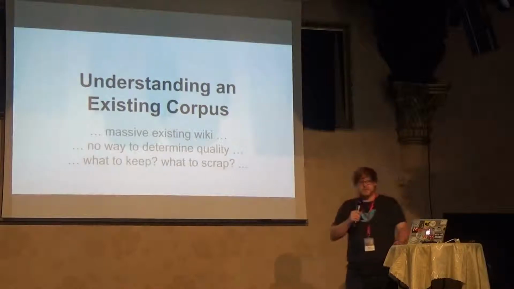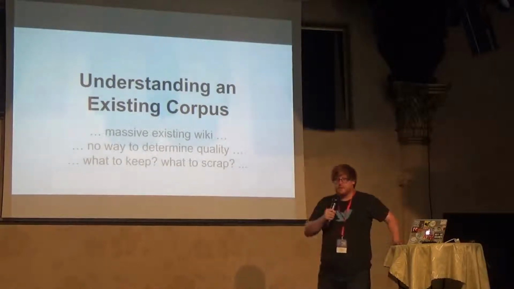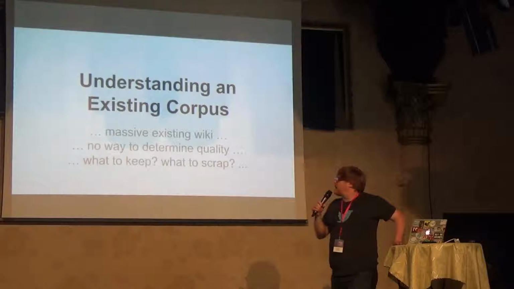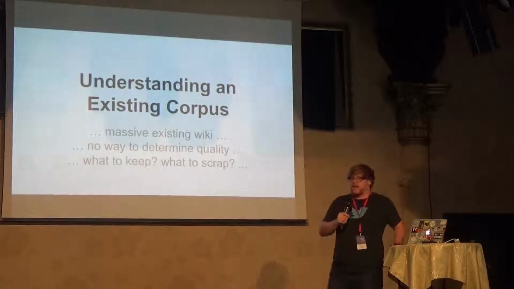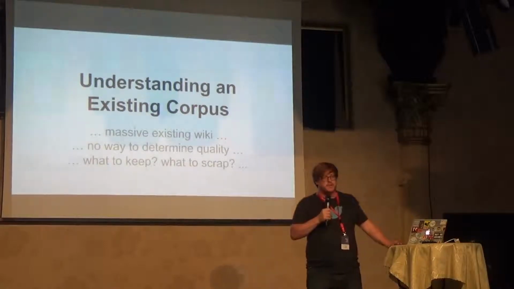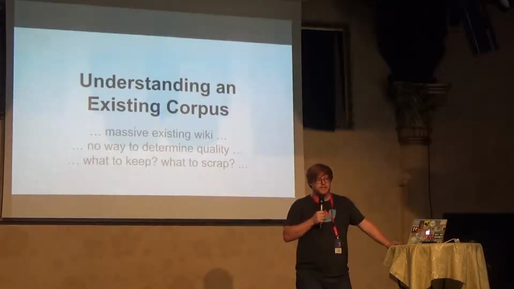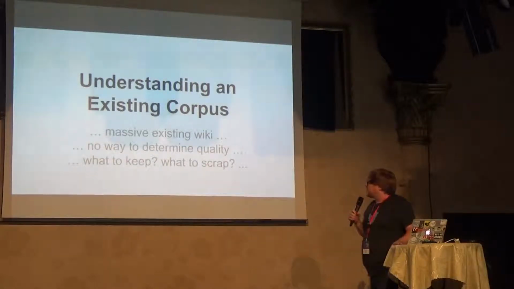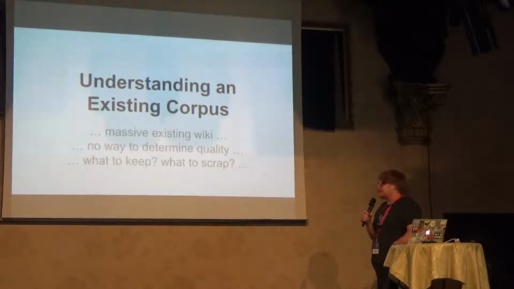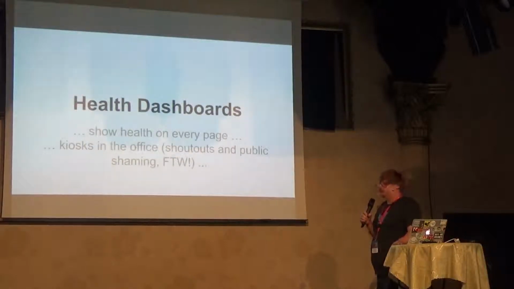Understanding an existing corpus. So when I joined Twitter a year and a half ago, we had a massive wiki with lots and lots of content, and nobody knew what was good and what was bad. So the first thing we had to do was go in and start measuring that stuff and try to understand what was there, and then start making some judgments about it, and figure out what to keep and what to get rid of.